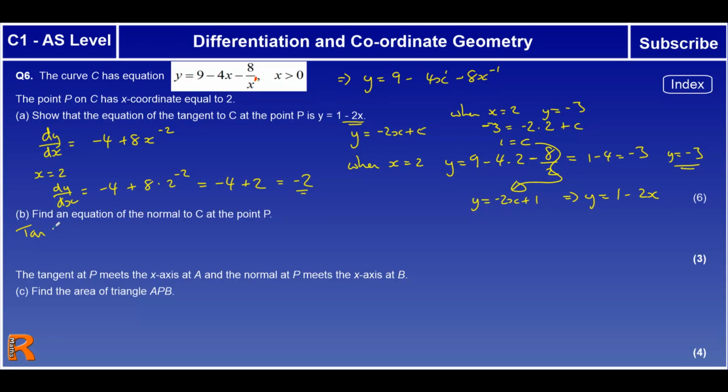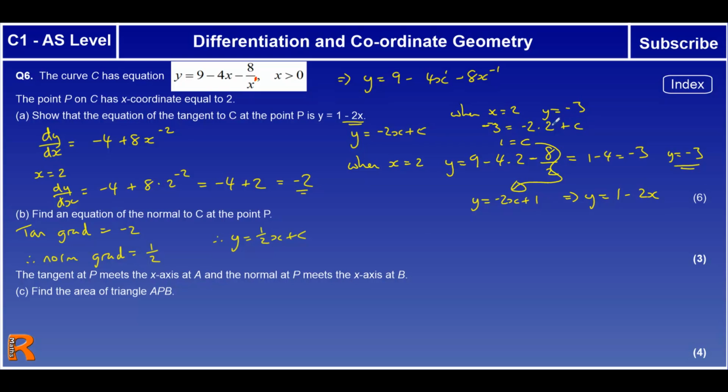The tangent gradient, the tan grad, is equal to minus 2. Therefore the norm grad is 1 over the negative version of this. So negative this is 2, so that's just 1 over 2. So we change the sign to make it 2 and then reciprocate it, 1 over it, to make it a half. Therefore y equals a half x plus c, and we know the coordinate.